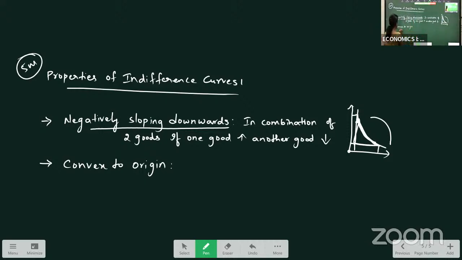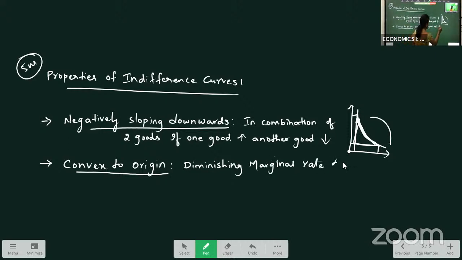Okay, why are they convex to the origin? The indifference curves are convex to the origin because of diminishing marginal rate of substitution. That is the reason they are convex to the origin. They are not concave. Convex means the minimum point will face towards the origin. That's why it is called convex.